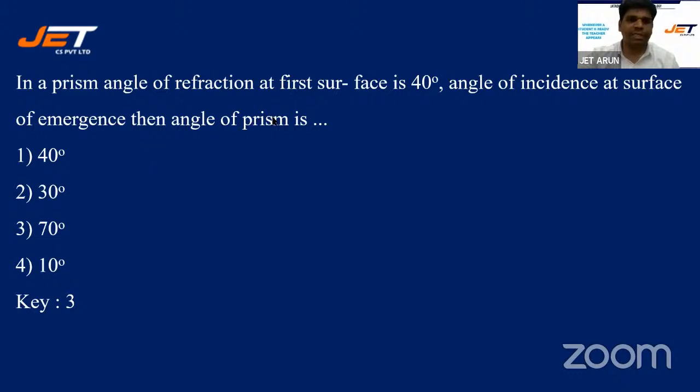In a prism, angle of refraction at first surface is 40. Angle of incidence at surface of emergence, then angle of prism is... There is something wrong with the question, students. Data is not sufficient. One more angle is supposed to be given. Students, data is not sufficient here. Let's get back to this question later. I'll look into this question.